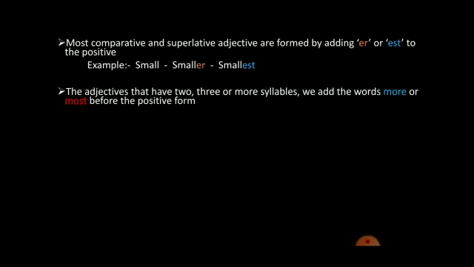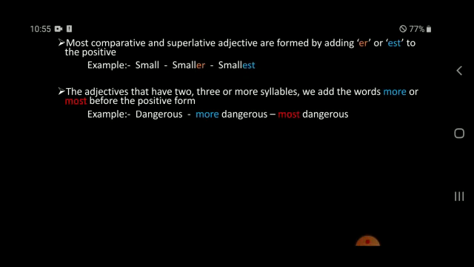For adjectives that have two, three, or more syllables, we add the words more or most before the positive form. Example of three syllables: dangerous. Dangerous has three syllables. This is the positive form, and in order to make the comparative form, we add more, and it becomes more dangerous. For the superlative form, we add the word most: most dangerous.